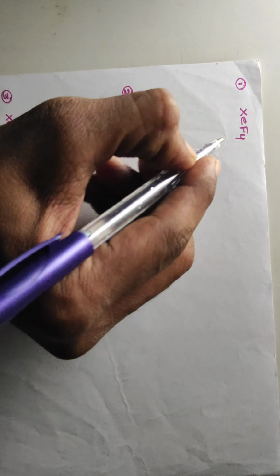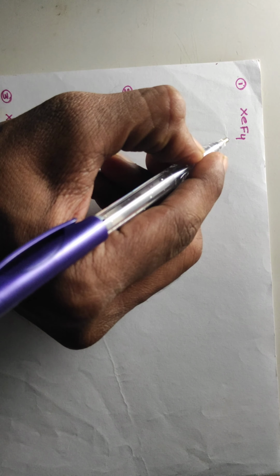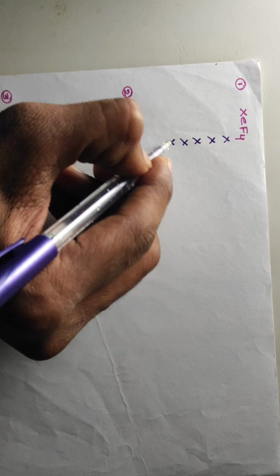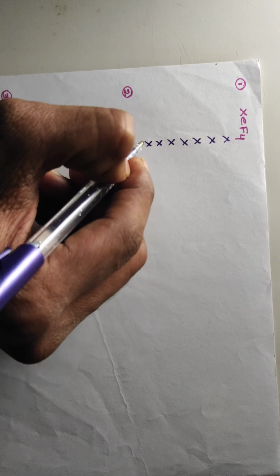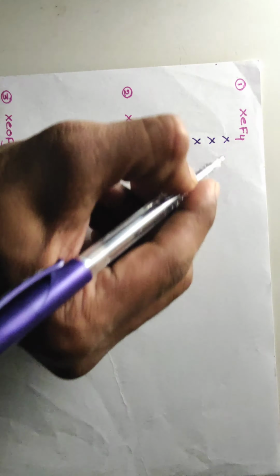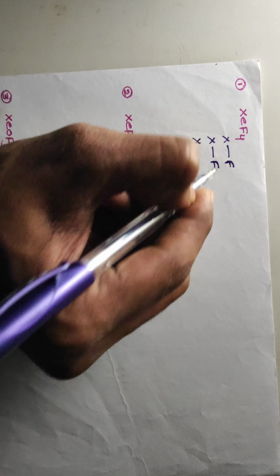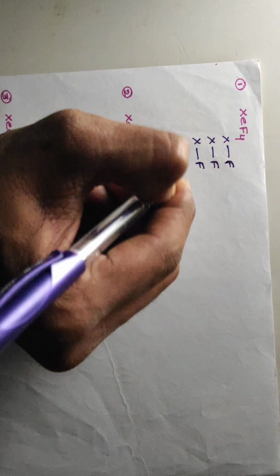Another example, XeF4 molecule. In XeF4 molecule, the central atom is xenon. Xenon is an 8th group element, so it has 8 electrons in its outermost shell: 1, 2, 3, 4, 5, 6, 7, 8. Xenon is bonded with 4 fluorine atoms. Fluorine is a monovalent atom. Fluorine, fluorine, fluorine, fluorine.